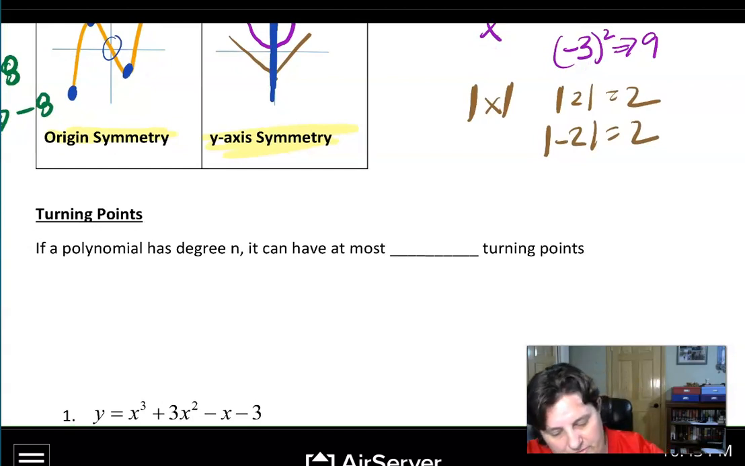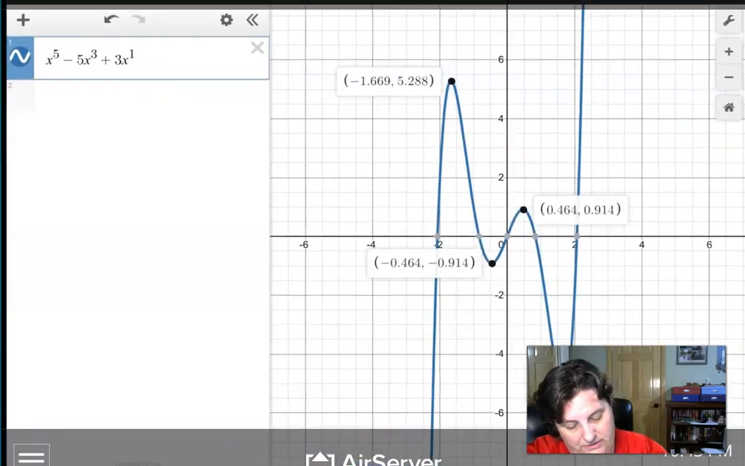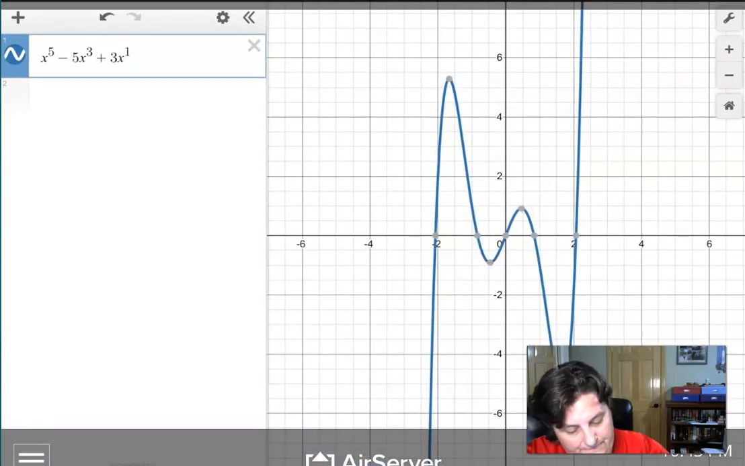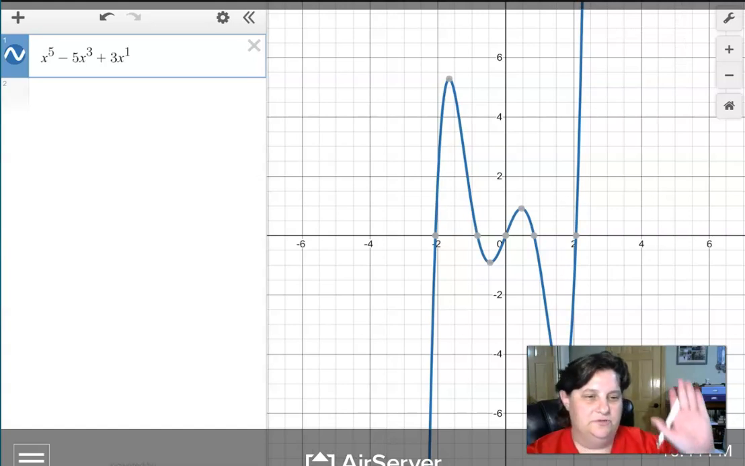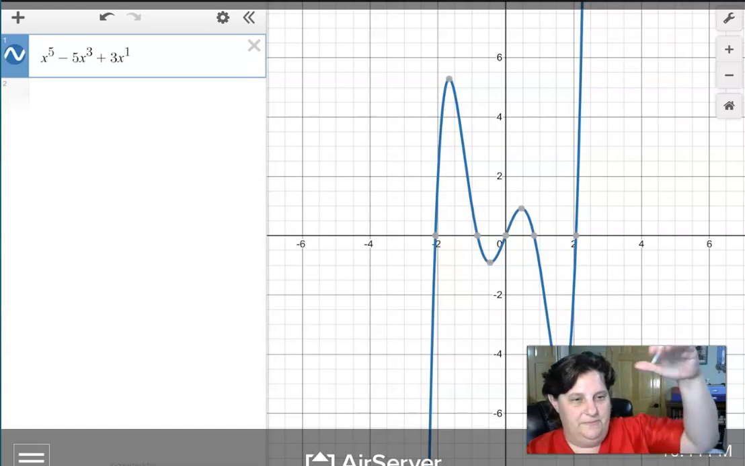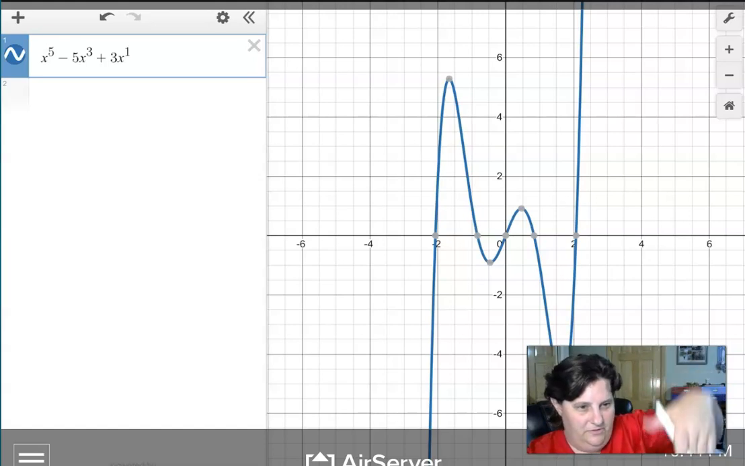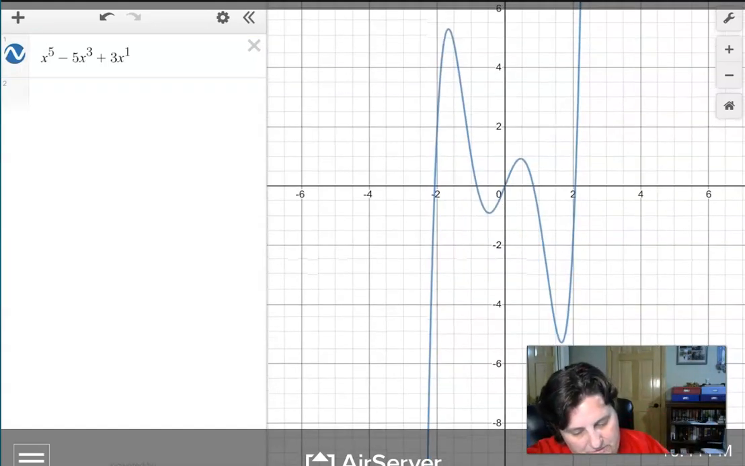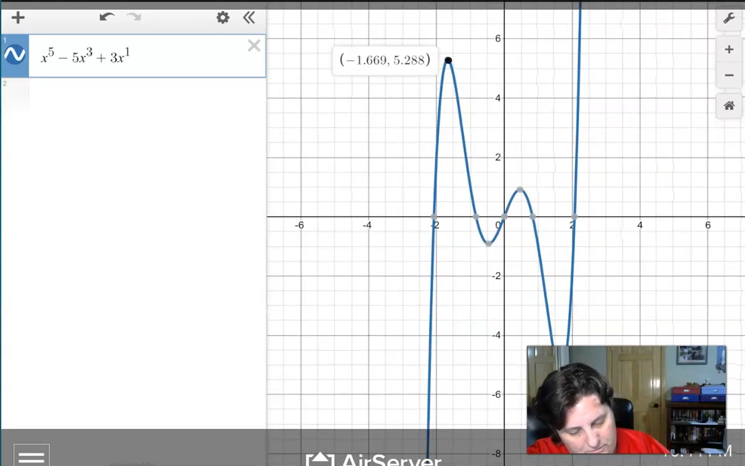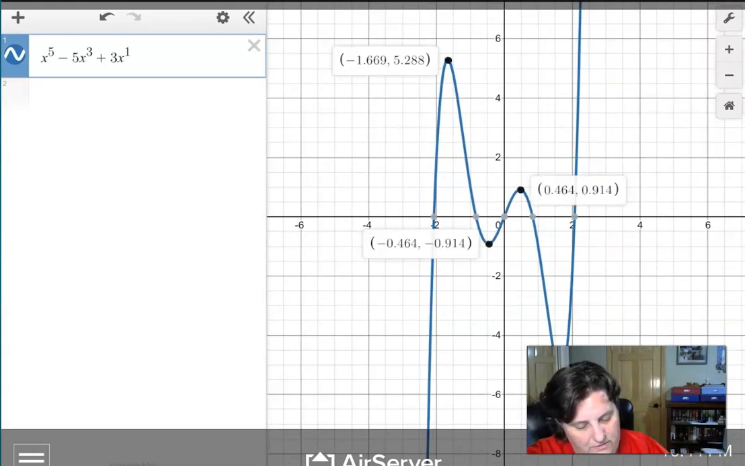The last thing I'm going to tell you is about turning points. Whatever polynomial has a degree n, it can have at most n minus 1 turning points. Let's take a look. This is a 5th degree polynomial. Now, my arrows go down, up, okay? Remember, turning points are like you're on a roller coaster. You're going up, you hit the top of the roller coaster, you go back down. That's a turning point. You hit the bottom, you go back up. That's a turning point. You guys see turning points here? 1, 2, 3, 4.